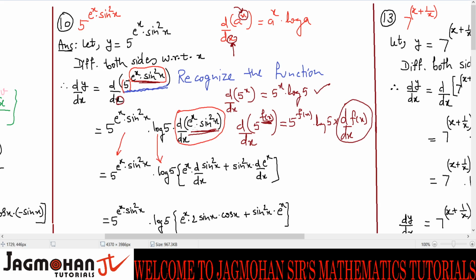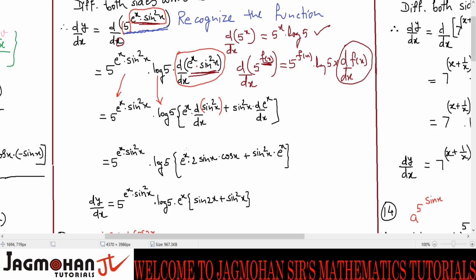E raised to x into sine square x is a product rule, because you have a product of e raised to x and sine square x. So u d by dx of v plus v d by dx of u, where u and v are e raised to x and sine square x respectively. Then next, what happens? And why do I put a bracket here? Because I knew whenever I apply the product rule, it will give two terms, and hence the factors outside are common for both the terms. So you have to put a bracket, because this factor is for the first term as well as for the second term. If you fail to put this bracket, it would seem that it is only for the first term.